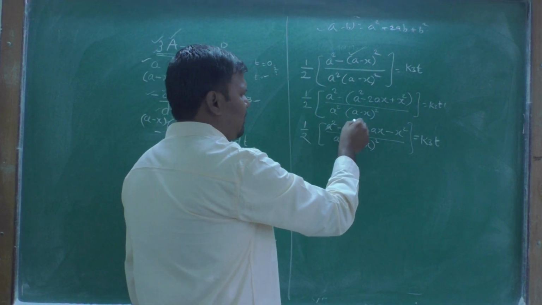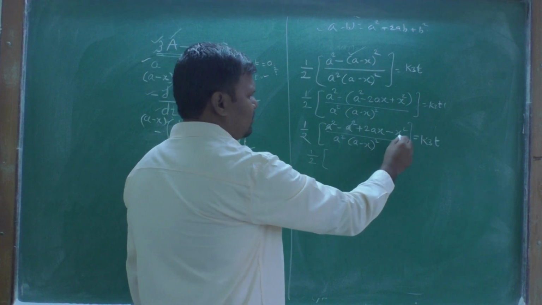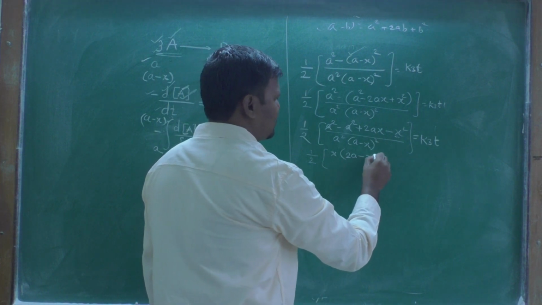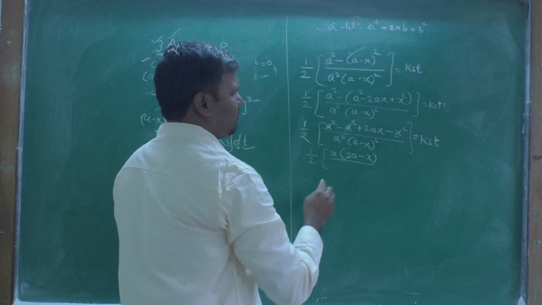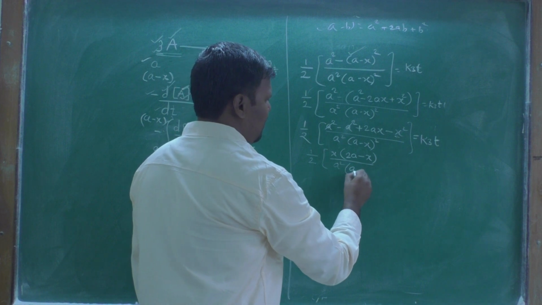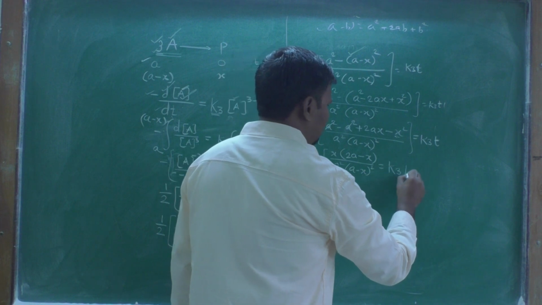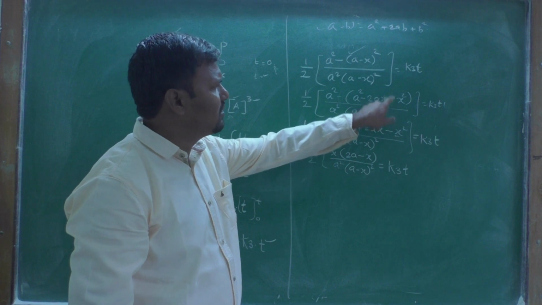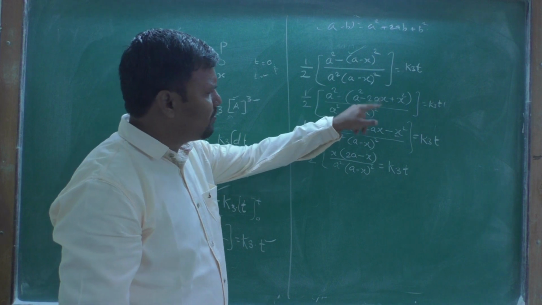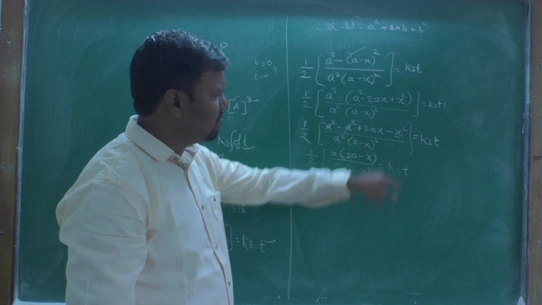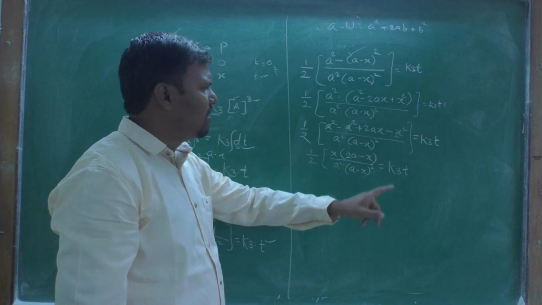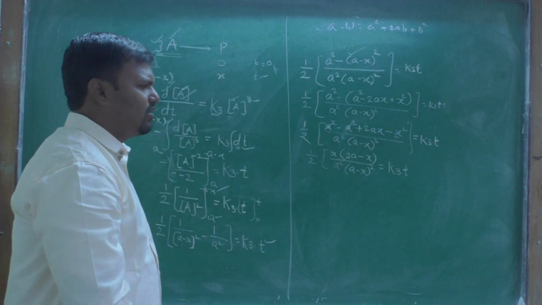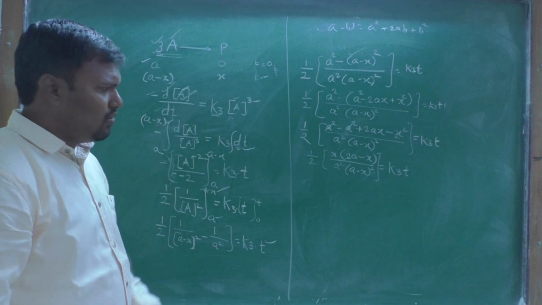Okay, then A square will be cancelled, therefore your equation will be 1/2, 2x will be common, we remove x, 2a minus x upon our A square into A minus x raised to square is equal to K3T. Okay, step by step we solve this. A square minus 2 into ax plus x square. Therefore, we remove this bracket; A minus, that A is there, positive is converted to minus. And directly for this bracket, x will be common, we remove it outside, therefore x into 2a minus x, like that quantity you will obtain.